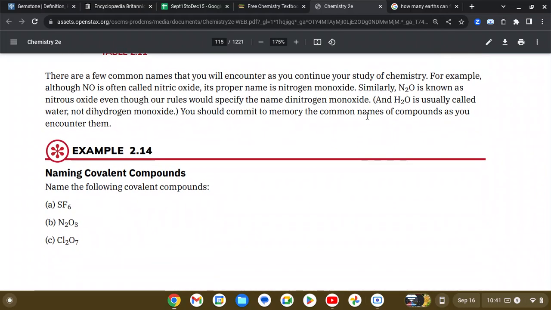There are a few common names that you will encounter as you continue your study of chemistry. For example, although NO is often called nitric oxide, its proper name is nitrogen monoxide. Similarly, N2O is called nitrous oxide, even though our rules would specify the name dinitrogen monoxide. And H2O is usually called water, not dihydrogen monoxide. You should commit to memory the common names of compounds as you encounter them.